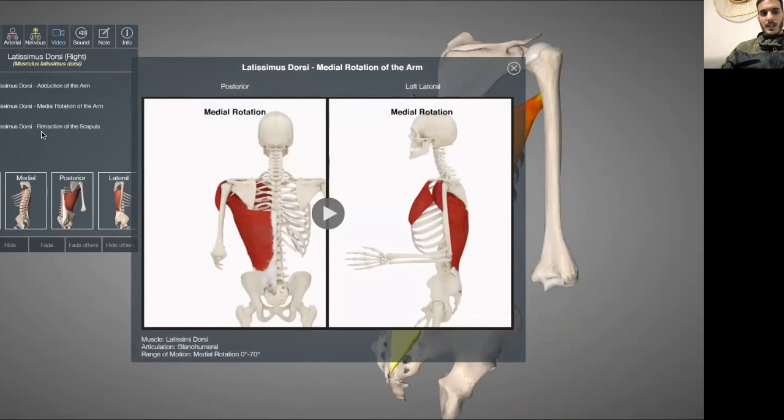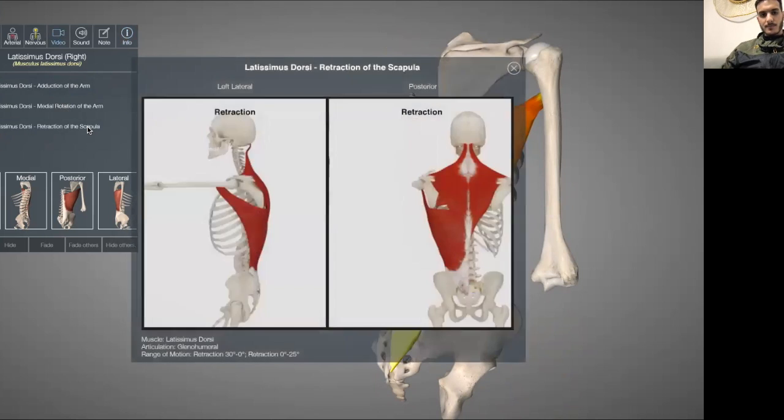And retraction of the scapula, because it attaches to the scapula right here, on the inferior angle, actually.